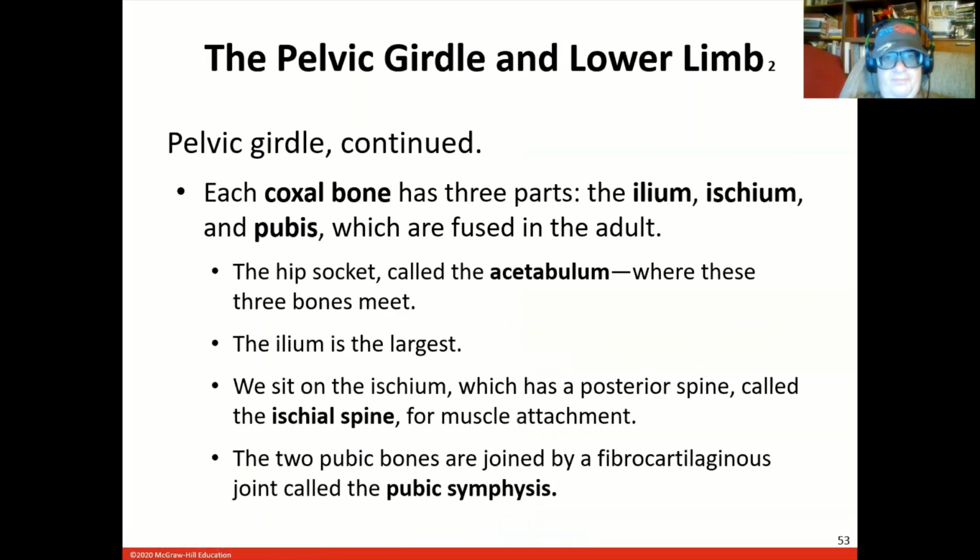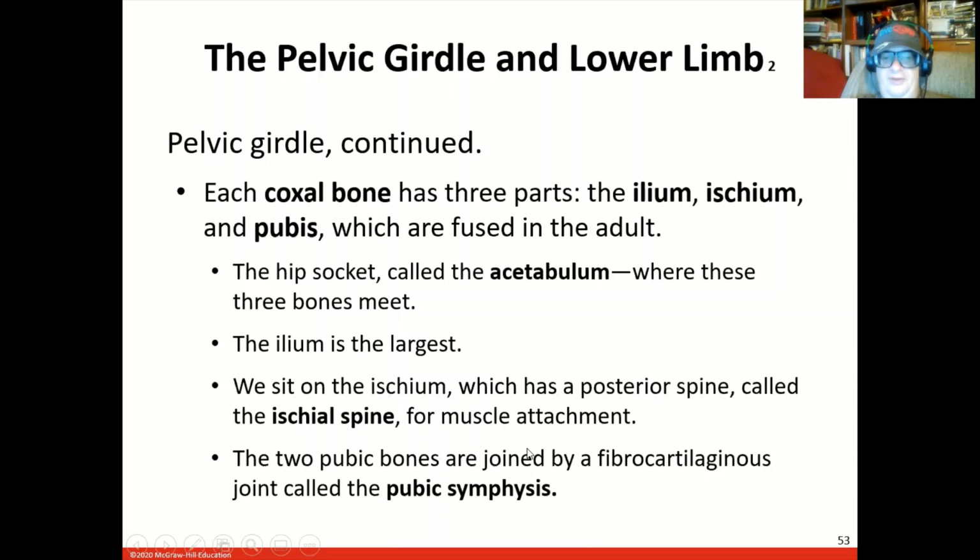Moving on. So the pelvic girdle, we have a coxal bone, 3 parts: ilium, ischium, and pubis, which we just talked about. In an adult, those are fused together. The hip socket is the acetabulum, where those bones meet. The largest, the one that sticks up, is the ilium. The one that we sit on that sticks down is the ischium. At the back, there's a spine, the ischial spine, where muscles attach.